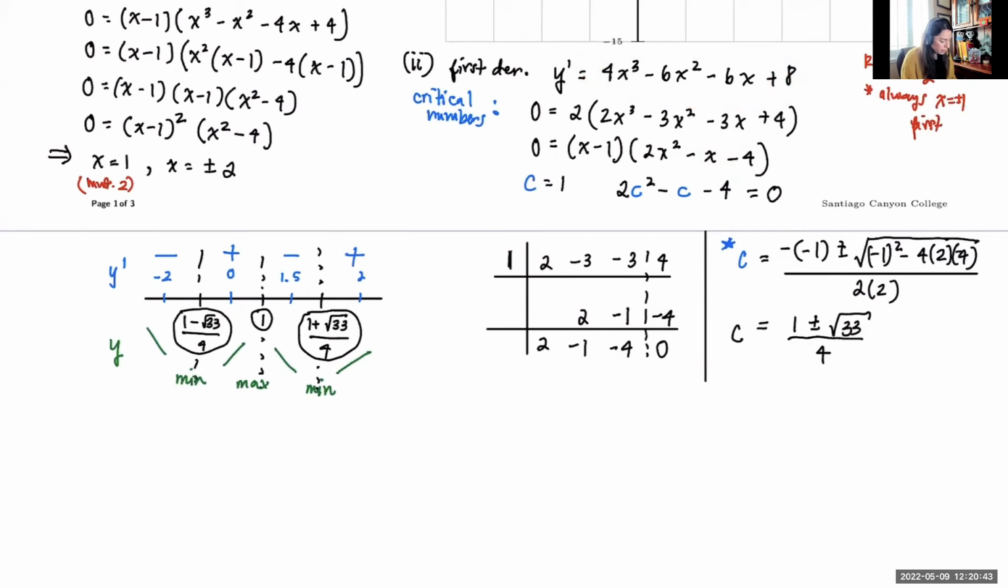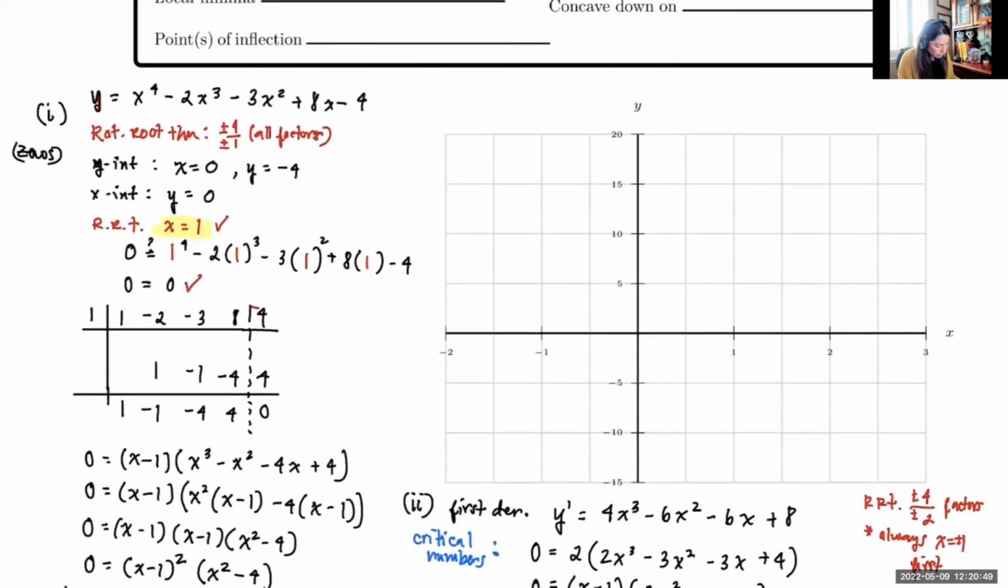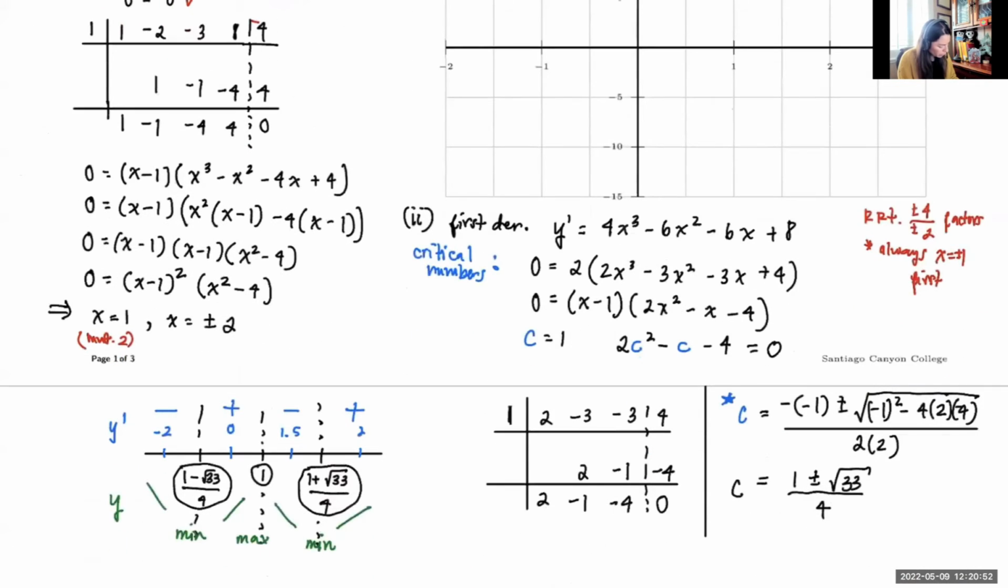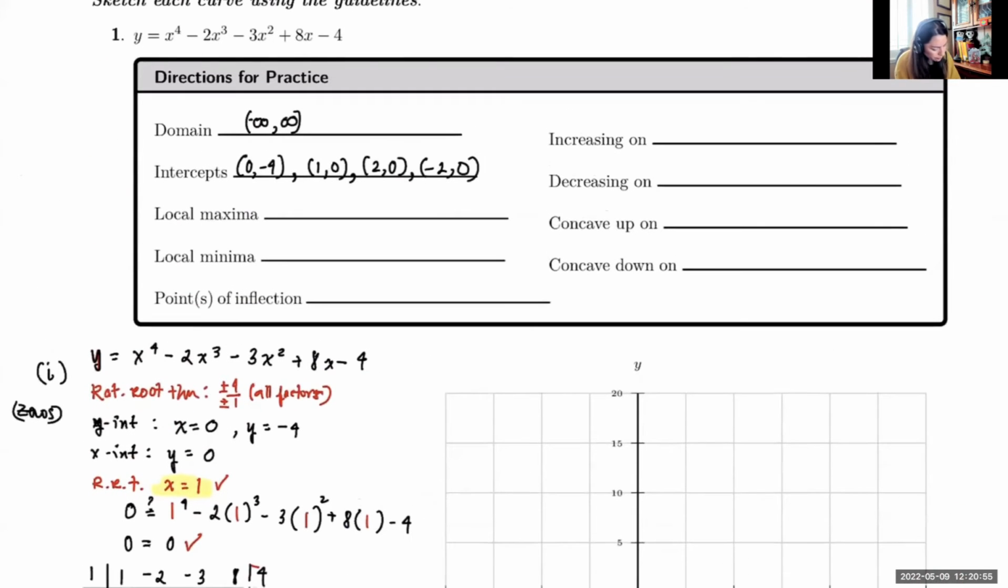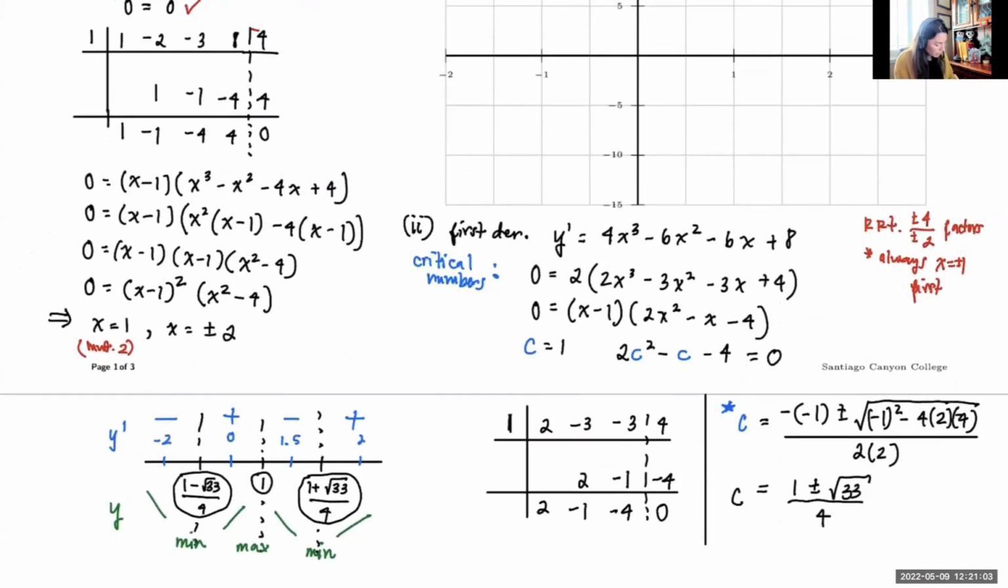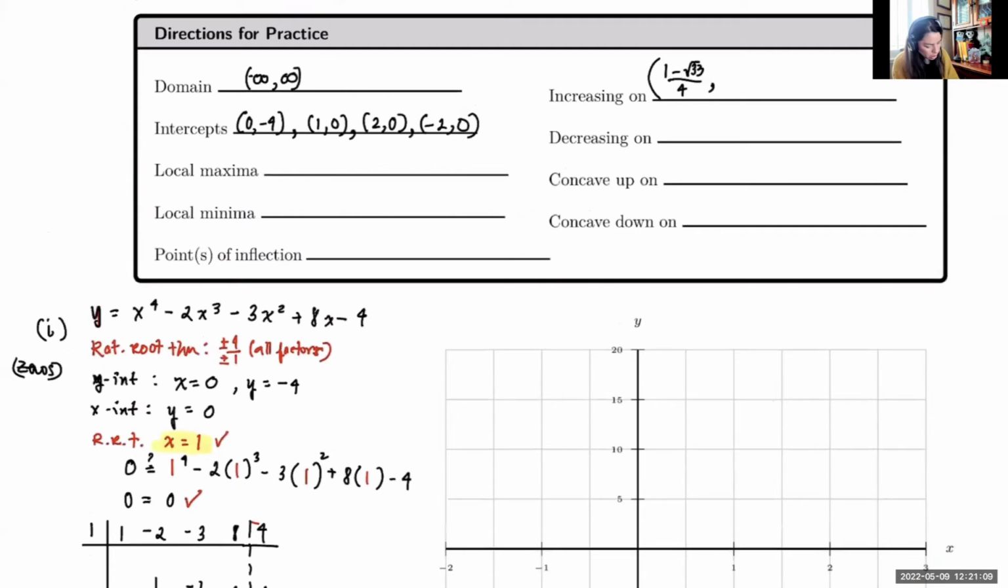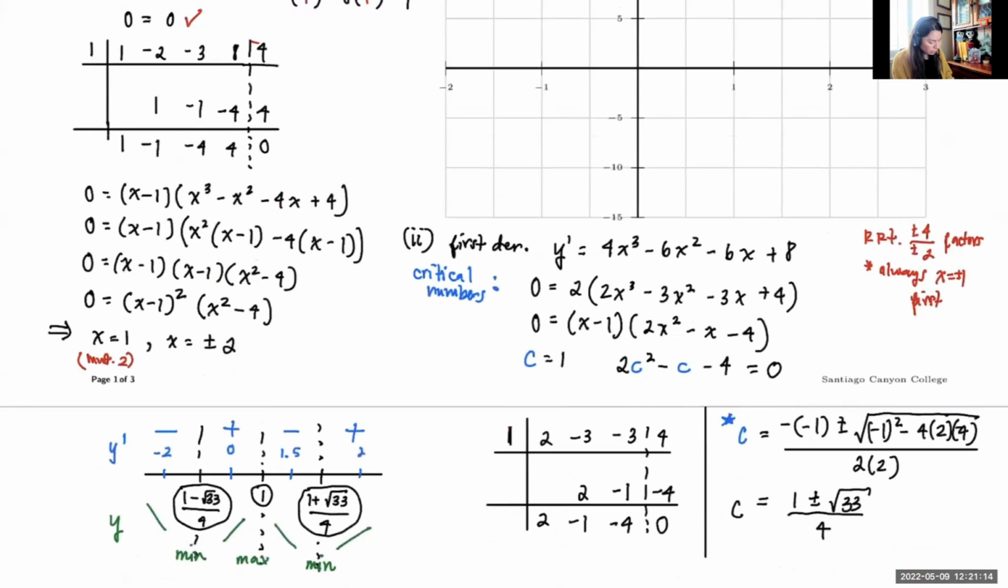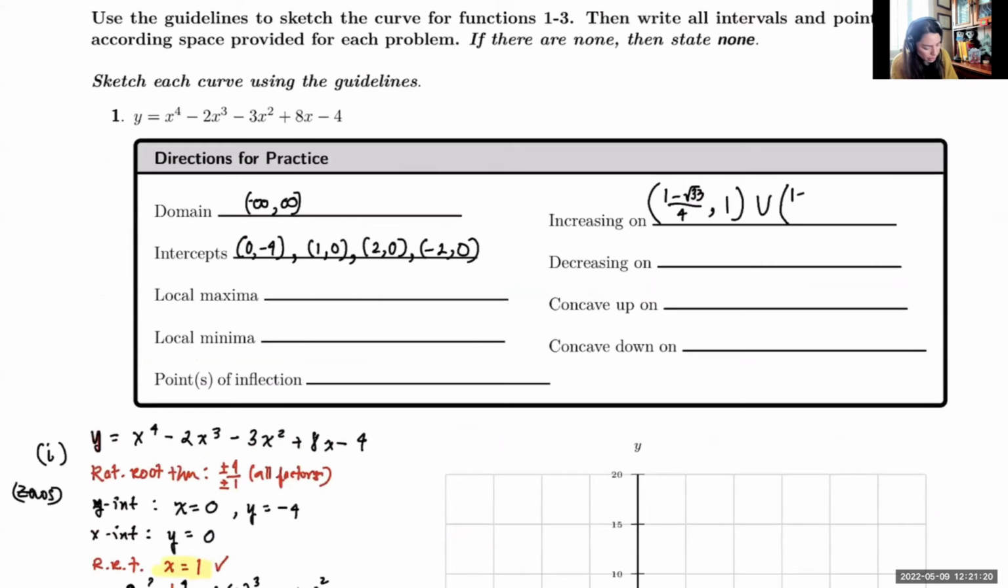So the first thing I'll go ahead and fill in is the increasing, decreasing. So let's see what's first. Yeah, increasing on between 1 minus the square root of 33 over 4 up until the next critical number, right? It's increasing from here to 1, union, and then it's going to jump over to that other root out to infinity, right? So 1 plus square root of 33 over 4 out to positive infinity.